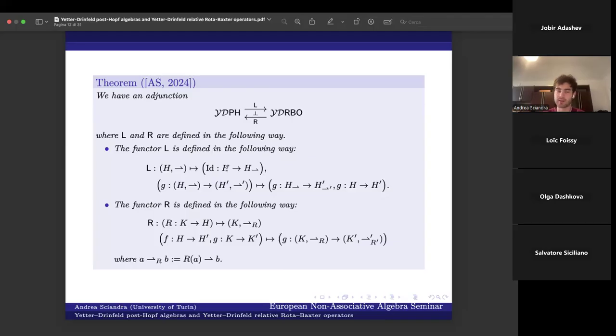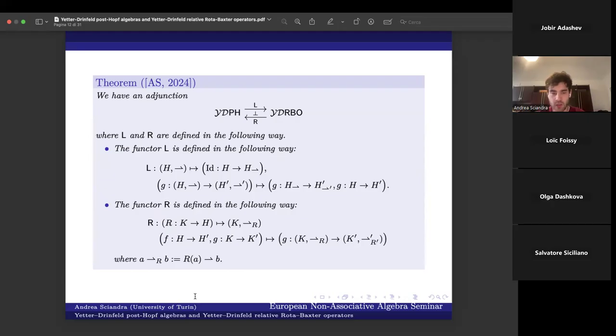as a morphism between the respective Rota-Baxter operators. On the other hand, the functor R associates to any Rota-Baxter operator R from K to H, as in the Lie algebra setting, the Drinfeld post-Hopf algebra K with an action of K over itself, in fact, obtained by using the action that we have of H on K. So we just define an action of a over b as: take the image of a through R and then use the action that you have of H over K. And to a morphism of Rota-Baxter operators, which is given by a pair of morphisms F and G, you just consider G, which becomes automatically a morphism of Drinfeld post-Hopf algebras.